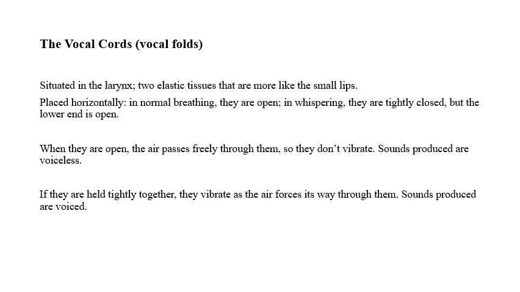Now let's discuss our third organ of speech, which is the vocal cords, and we also call them the vocal folds. As I've just mentioned, the vocal cords are situated in the larynx. When we discussed the larynx, we said that it's a very important organ because it contains the vocal cords and the glottis. The vocal cords are two elastic tissues that are more like small lips, and they are placed horizontally. In normal breathing they are open, while in whispering they are tightly closed but the lower end is open.